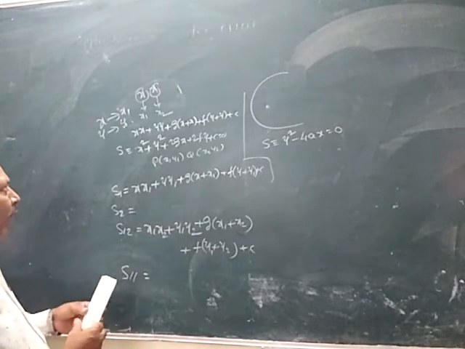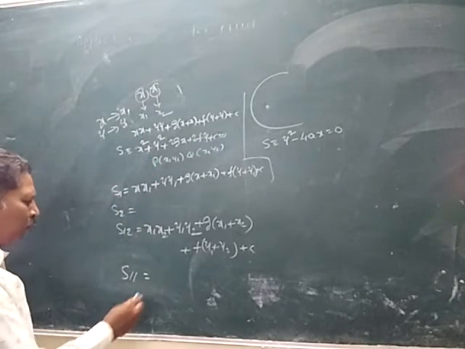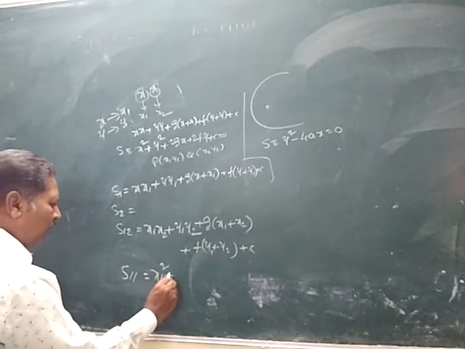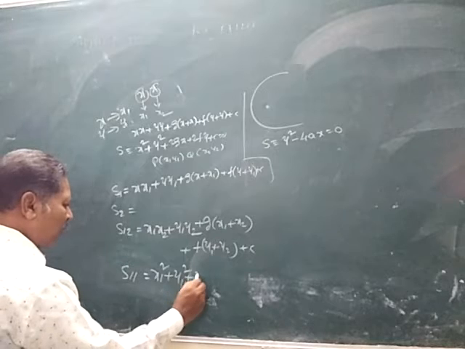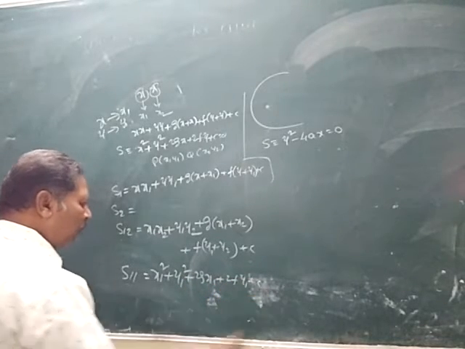S11 is direct substitution of the point: x1 square plus y1 square plus 2gx1 plus 2fy1 plus c.